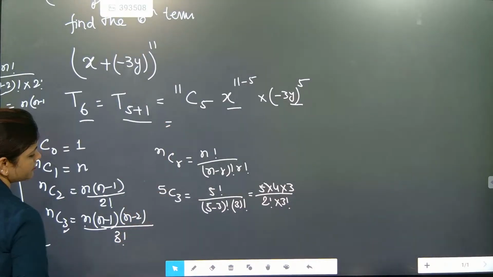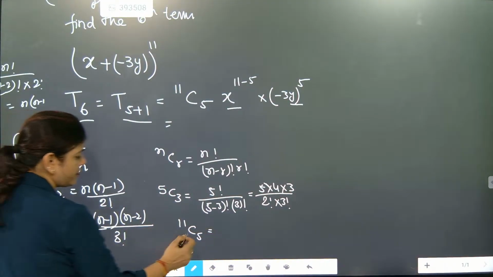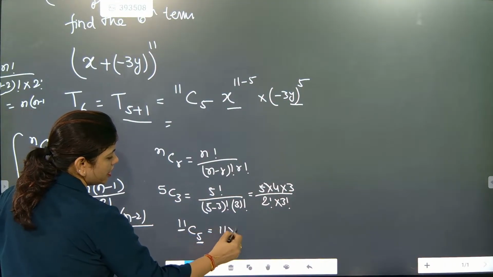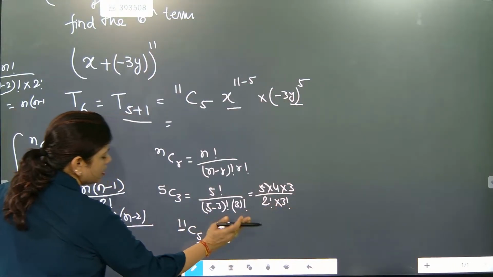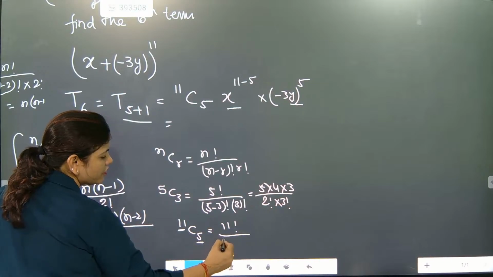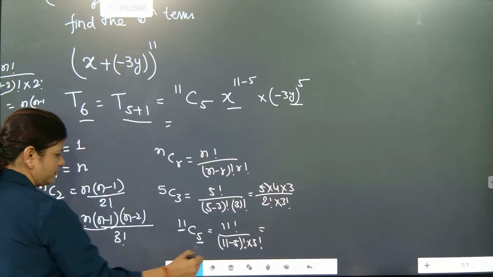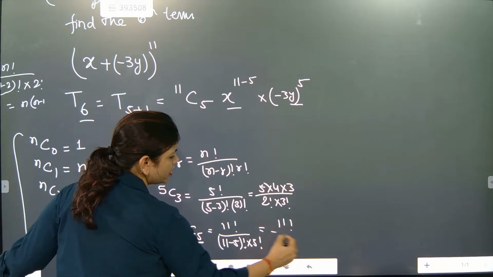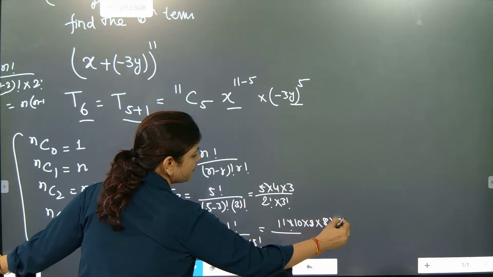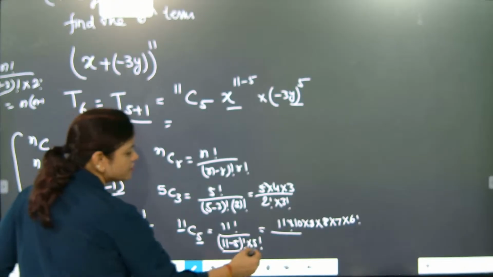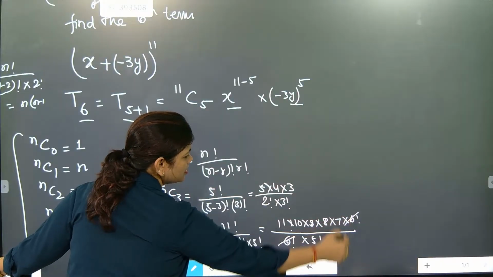So directly, you know what shortcut we are applying for this? If somebody asks you 11C5, how are you going to proceed? 11 will open 5 times: 11, 10, 9, like that we are directly writing. But for you as a beginner, one time I will show you 11 factorial by (11 minus 5) factorial into 5 factorial. So 11 factorial will open as 11 into 10 into 9 into 8 into 7 into 6 factorial, because 11 minus 5 is 6 factorial. So this 6 factorial cancels.